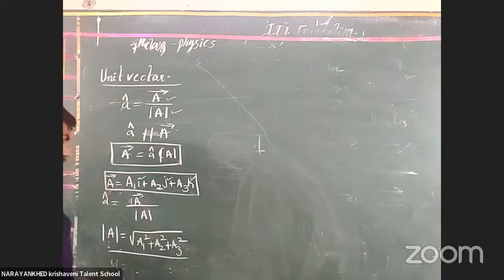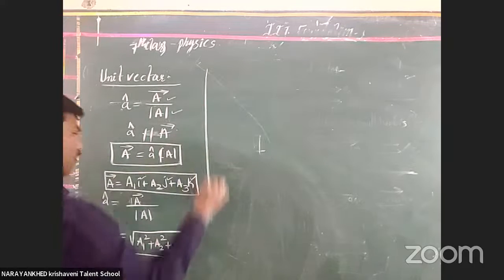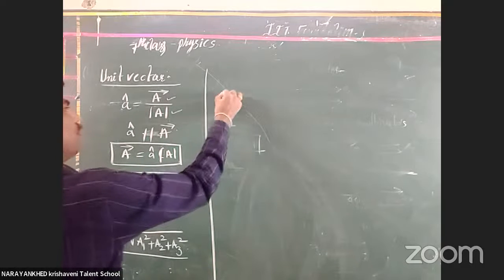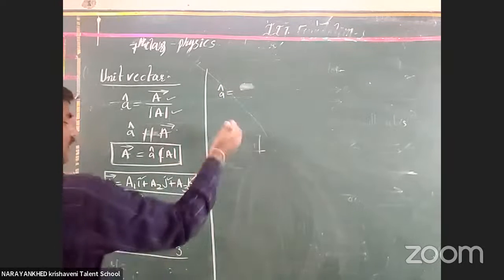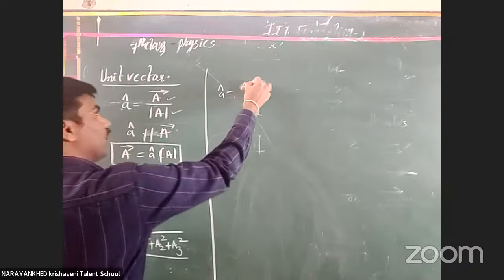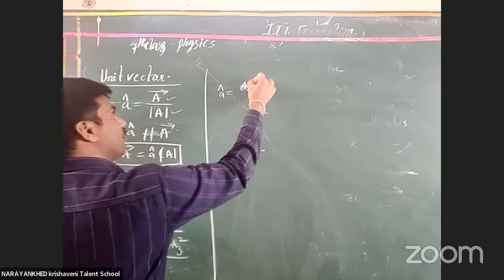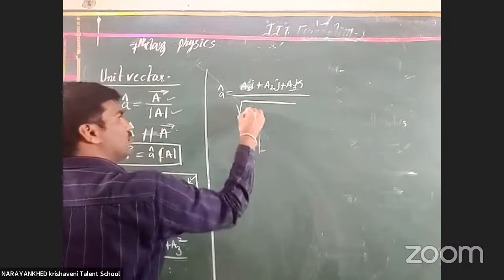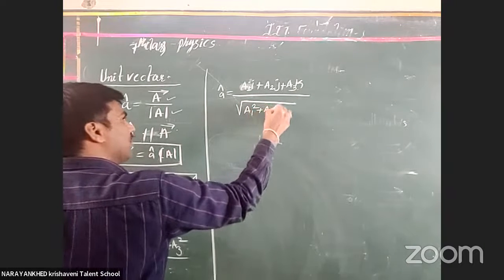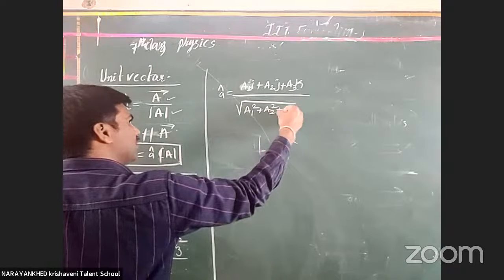Mod A is equal to under root of A1 square plus A2 square plus A3 square. Now, A cap is equal to A bar by mod A, where A bar is A1I plus A2J plus A3K, and the mod is under root of A1 square plus A2 square plus A3 square.